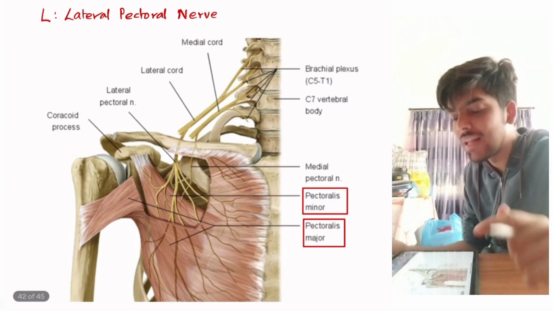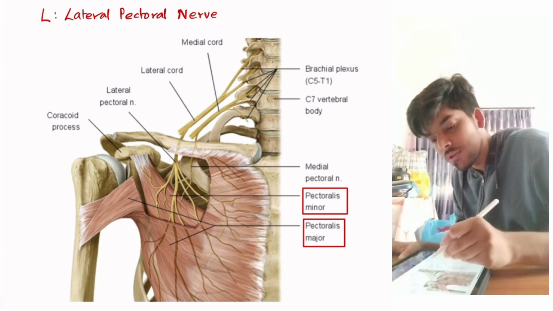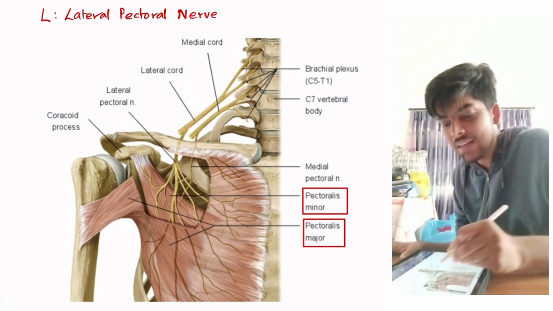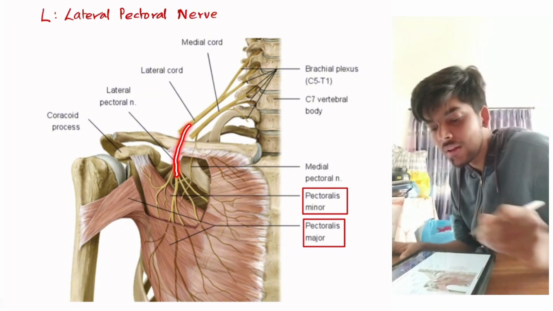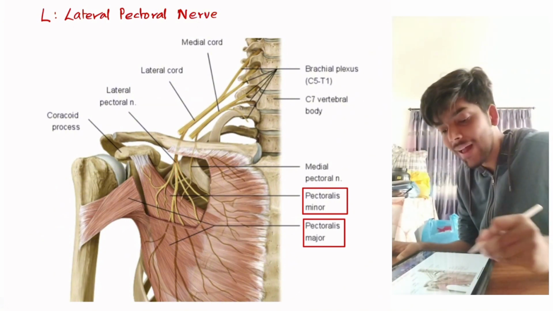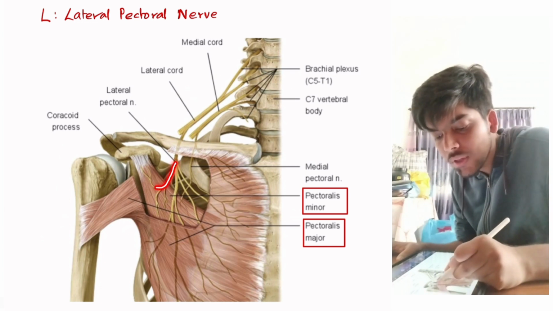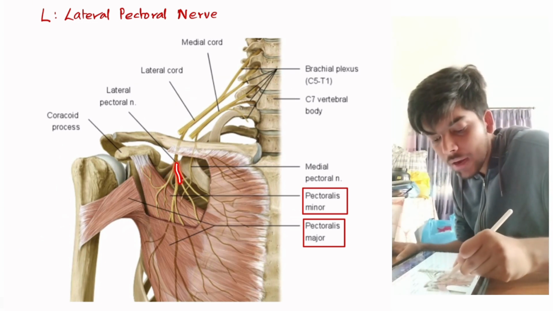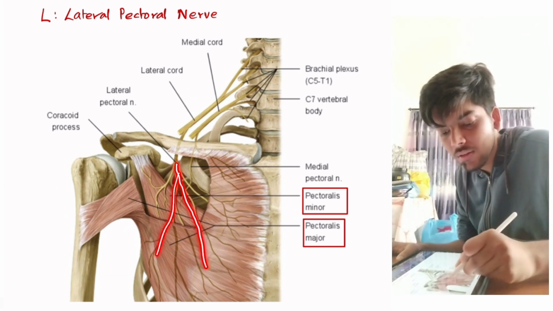Now let's look at each of these branches one by one. First, L for lateral pectoral nerve. So here's the lateral cord of the brachial plexus, from which arises the lateral pectoral nerve. The lateral pectoral nerve branches to supply the pectoralis minor muscle, as well as branches to supply the pectoralis major muscle.